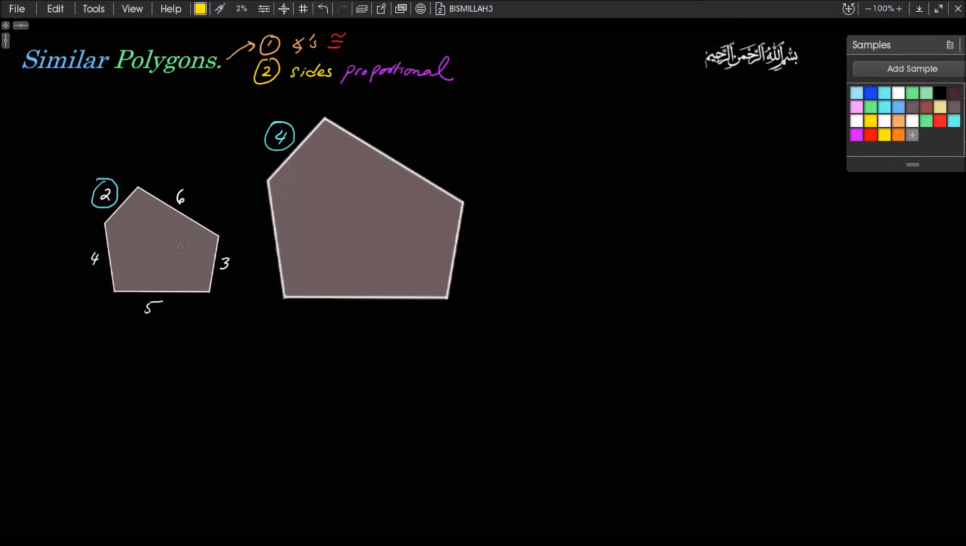Okay, so this 4 will become an 8, this 5 here will become a 10, this 3 will become a 6, and the 6 over here will become a 12, like this. That's what it means for the sides to be proportional. In other words, the ratio from here to here, that is 2 divided by 4, has to be maintained in every single one of them.